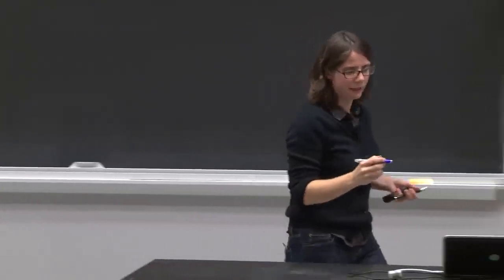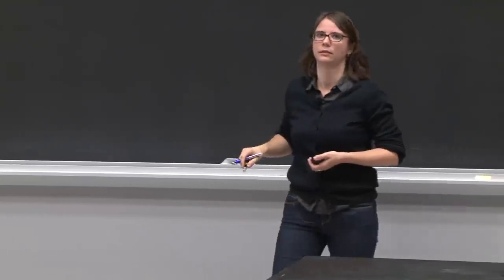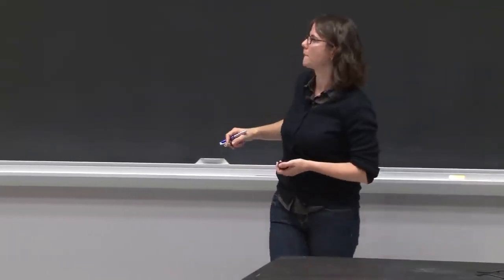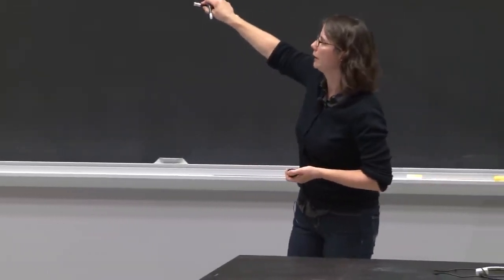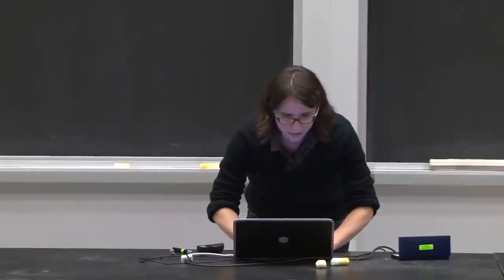And the way we keep guessing is just with this line right here, which says increment my guess by increment. And increment being this really small value. That makes sense? OK. So I'm going to keep incrementing my guess by that small value. Before I go on, I'm going to run the code. And we're going to discover a small issue with it.